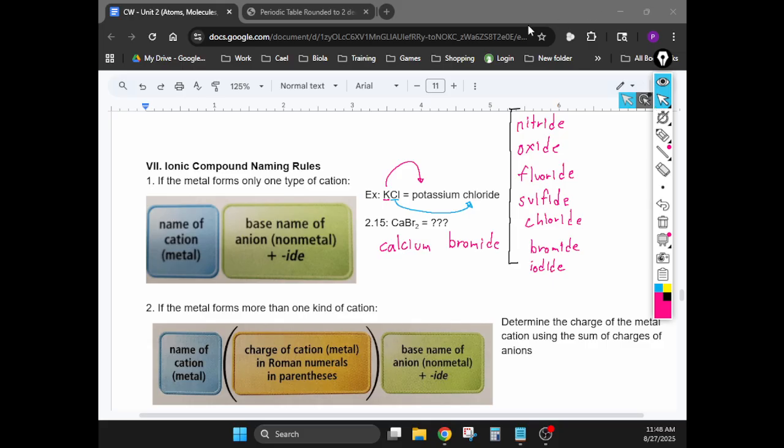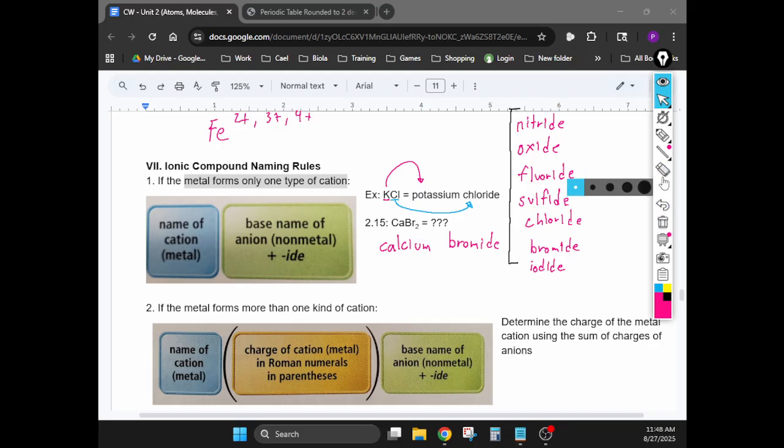All right, so those are the endings. And this first rule is for when a metal forms only one type of cation. So basically, if it has a most common ion. But if you remember, we talked about how the ones in the middle don't have a most common ion, right? So for example, iron, Fe, in the middle of the periodic table, can form multiple ions. So you can have 2+, 3+, 4+, and so on and so forth. So if a metal is in the middle of the periodic table and it can form more than one type of cation, then a different rule applies, okay?